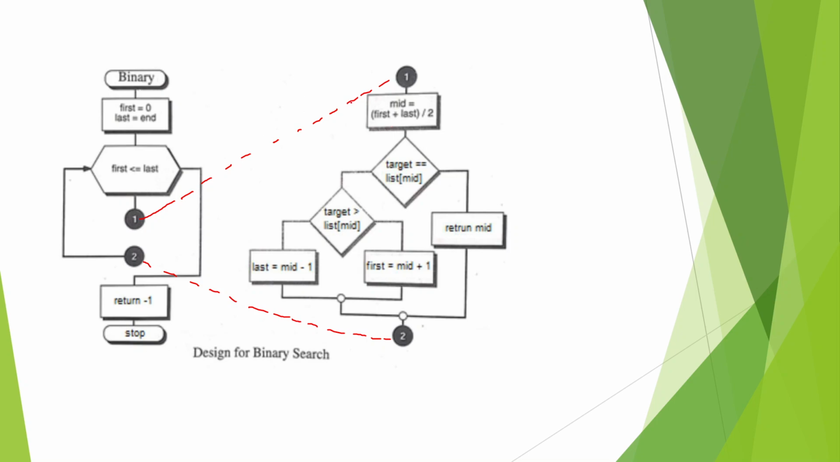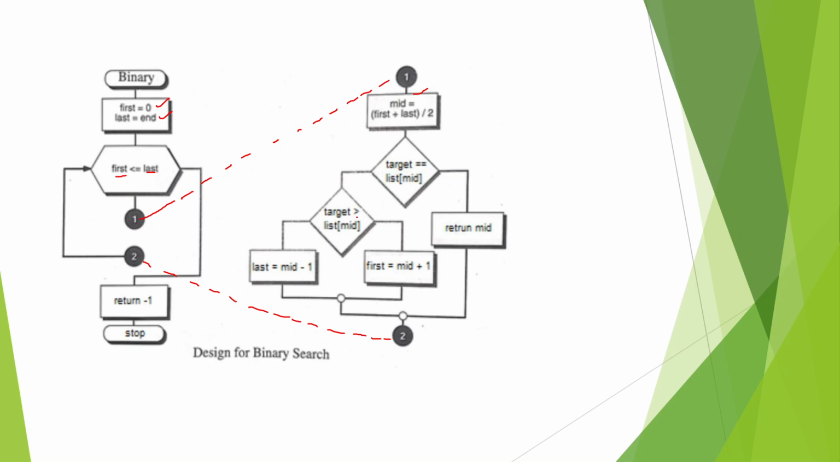So initially they are starting with first as 0, last as end, that is size -1. Then they are doing comparison between first and last. Okay, and in every iteration they are calculating mid. Mid is equals to first plus last divided by 2. And after finding the mid, they are comparing the target with list of mid. Okay, now if it is equal, return.